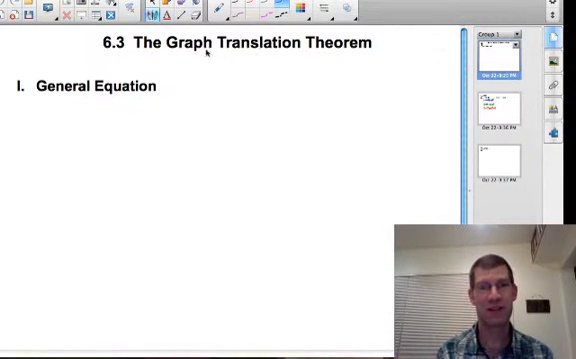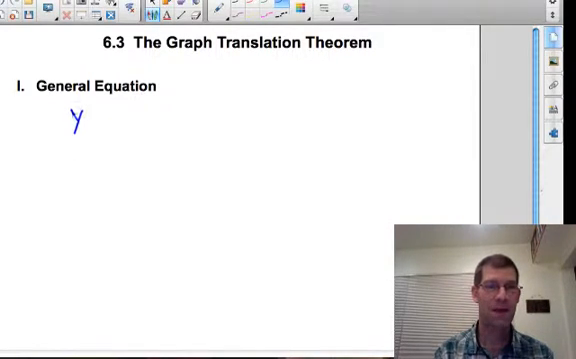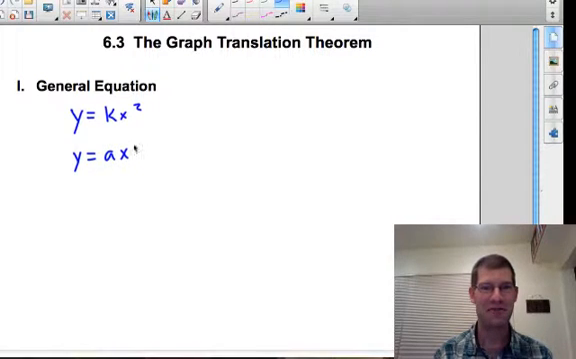One, so 6.3, the graph translation theorem. Roman numeral 1, the general equation. This is kind of like the lead up to the general equation. Some of the stuff you really could quite honestly skip writing. But if you think back to chapter 2, we had y equals kx squared. And what we're doing this time around is instead of the k, we're treating it like the letter a. So it's going to be y equals ax squared. Be nice if they could pick something and stick with it. We're just going to go with it from there.